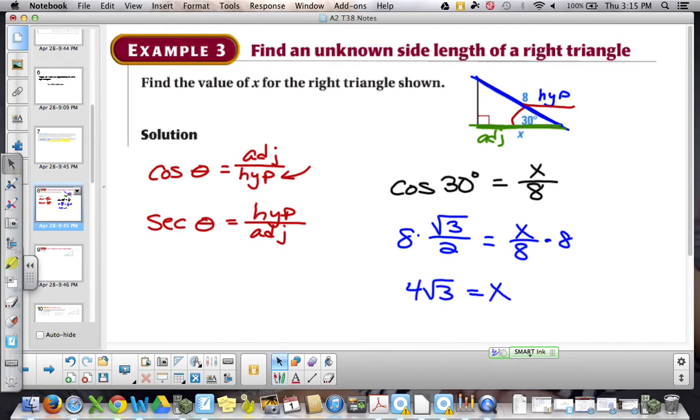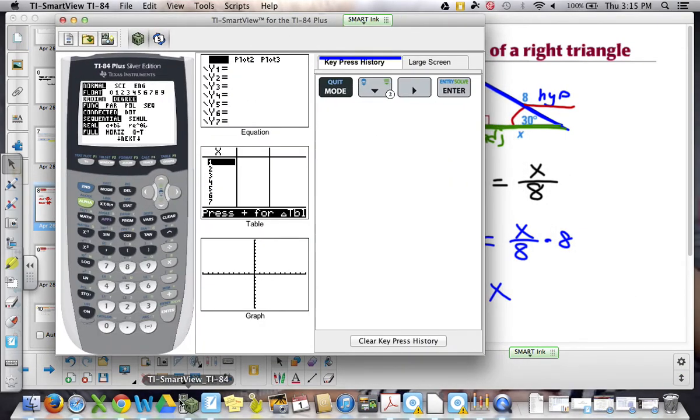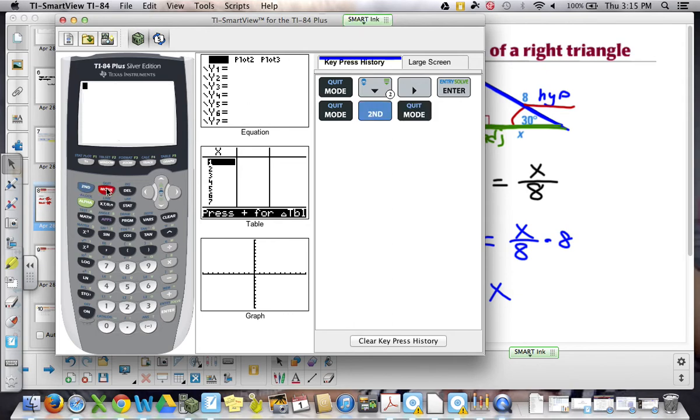And then if we want to get a decimal approximation, go to our calculator and do 4 times the square root of 3. That would equal about 6.9.